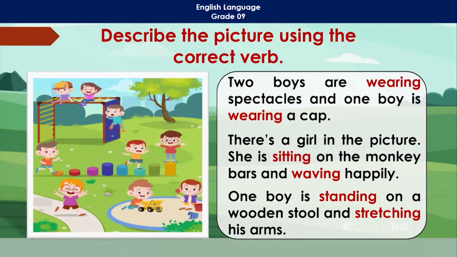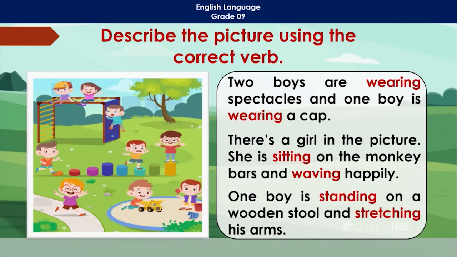Two boys are wearing spectacles and one boy is wearing a cap. There's a girl in the picture. She is sitting on the monkey bars and waving happily. One boy is standing on a wooden stool and stretching his arms.